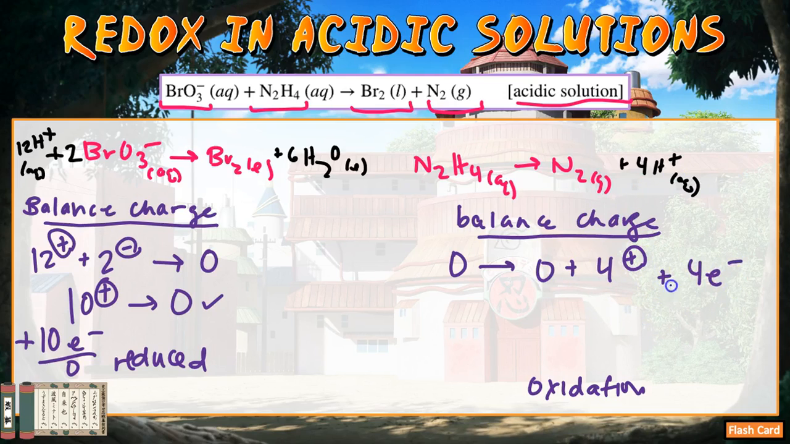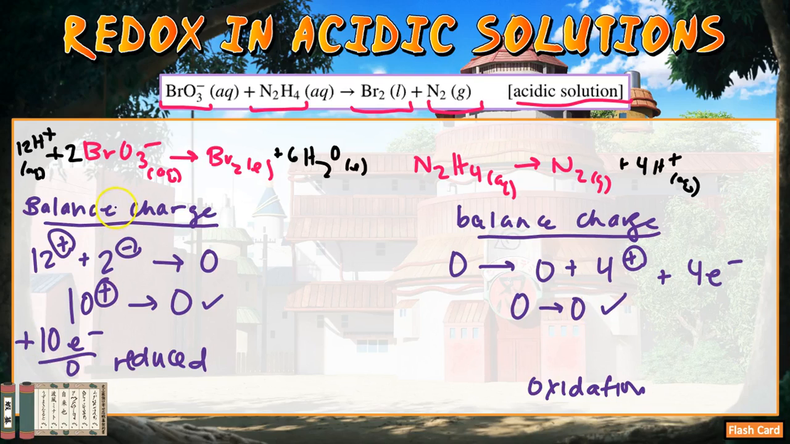That means we have to add 4 electrons to the product side. If we're adding electrons to the product side, that represents oxidation. And so now we have 0 charge on this side and 0 charge on that side, and it is going to be balanced, okay? Or at least the charge is going to be balanced.